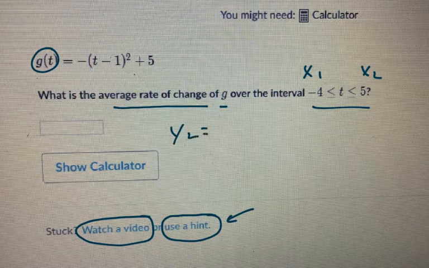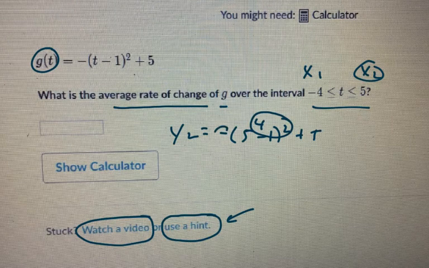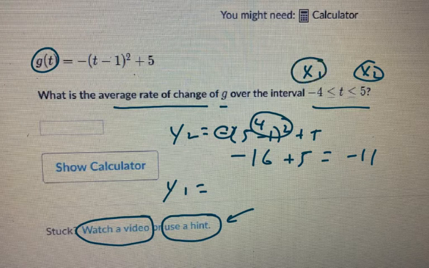So my y2 is simply going to be plugging in the x2, 5. I'm going to get this. Oops, don't need an extra parentheses there. And so 5 minus 1 is 4. Squared is 16. The negative is outside the parentheses, so it does become negative 16 plus 5, which is negative 11. Okay, let's find our y1. Our y1 would be plugging in the x1. So I'm going to plug in negative 4 right there. So here's what I got.